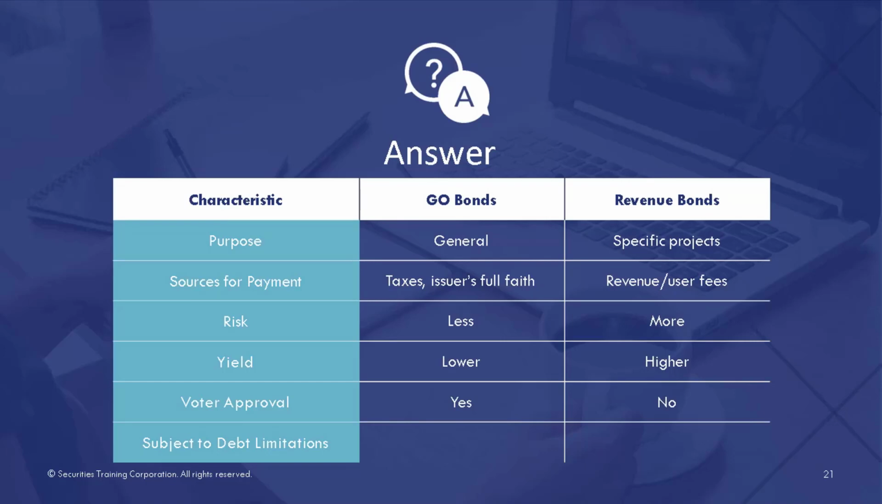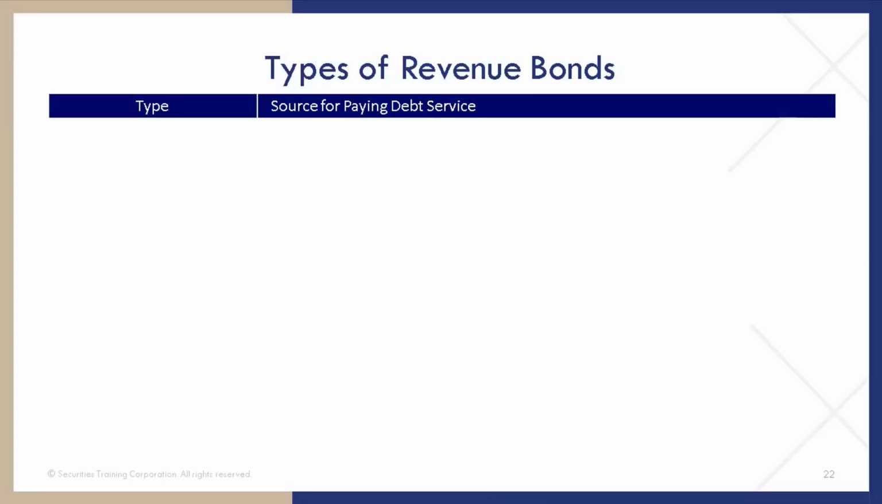And which one is subject to debt limitations? Only the ones that are backed by your taxes. So the general obligation bonds are subject to debt limits, not the revenue bonds. Debt limits are a maximum amount of debt that the municipality can take on. Again, only the ones that are backed by your taxes, GO bonds, are subject to those debt limits.